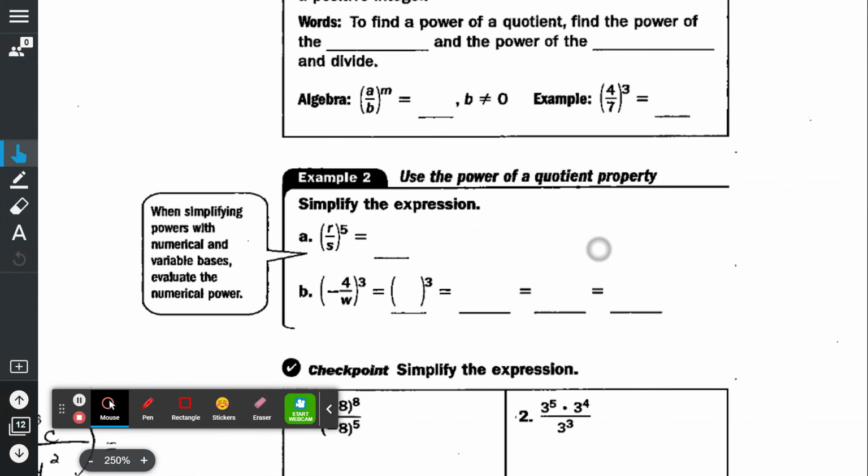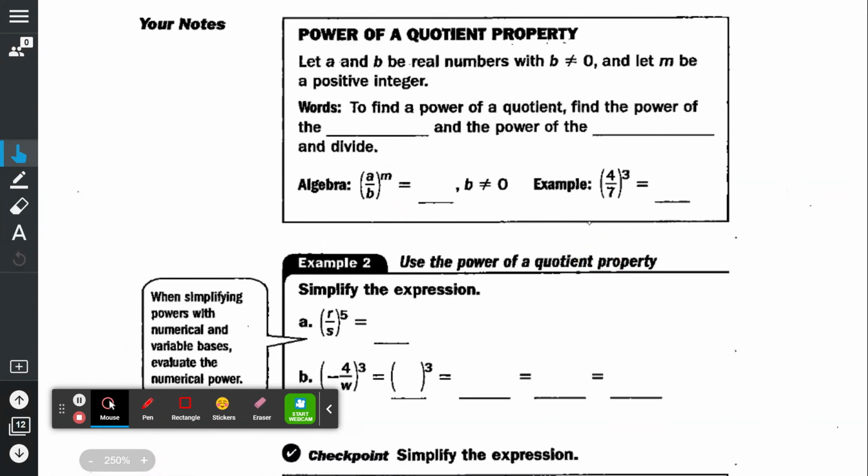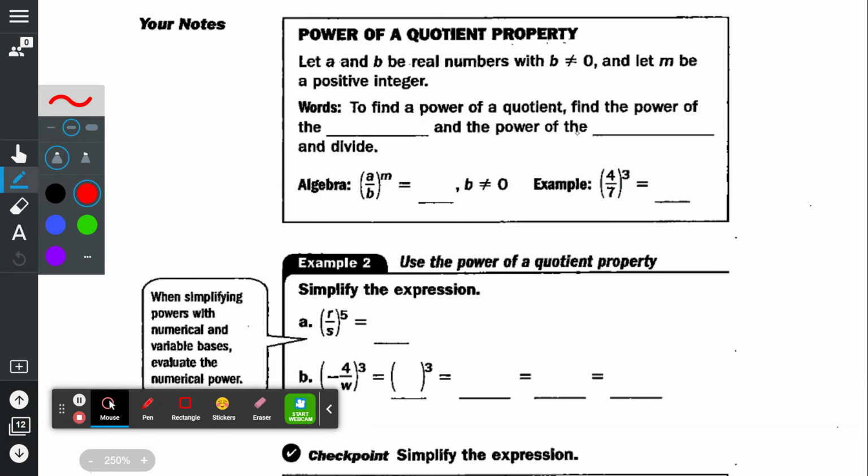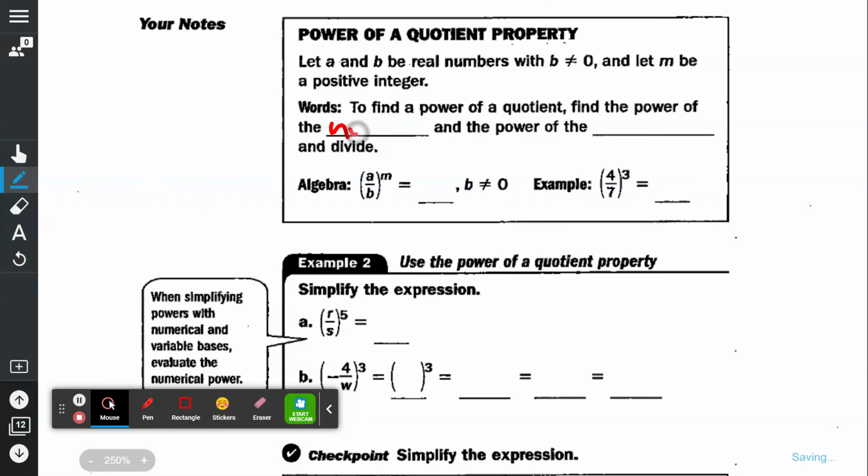On page 12, let's look at the top, and this is the power of a quotient property. So it says to find a power of a quotient, find the power of the numerator and the power of the denominator. So what that means is a over b to the m becomes a to the m over b to the m. So 4 sevenths cubed becomes 4 cubed over 7 cubed. And again, 4 cubed is 64, but 7 cubed, you don't necessarily have to know. So it's okay to leave it like that.